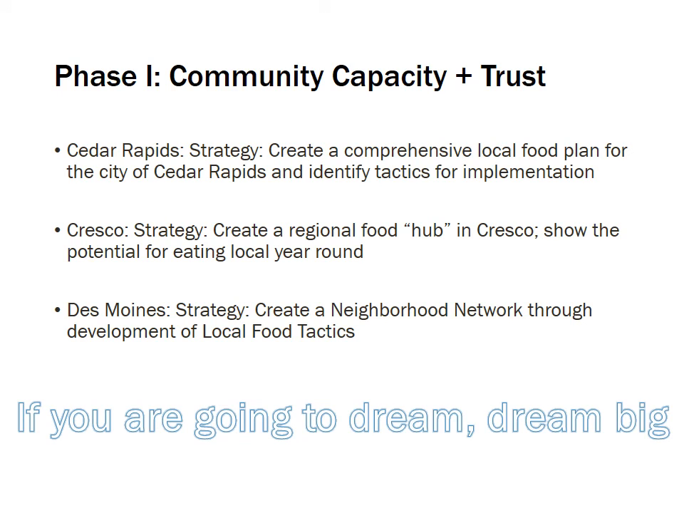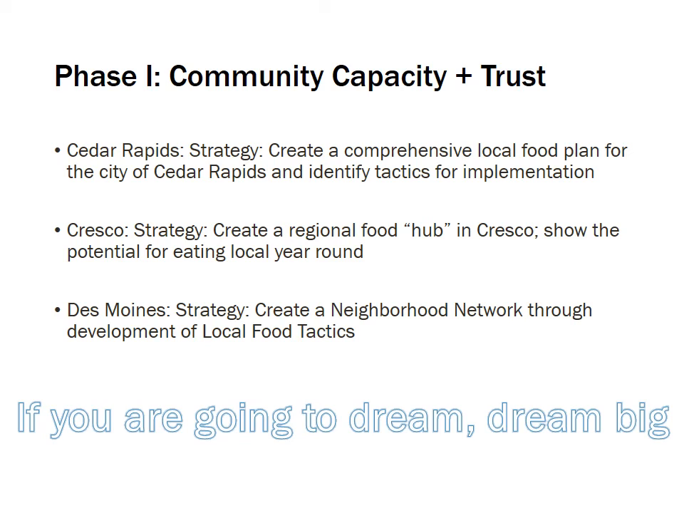We worked with three pilot communities for our first year of the Agricultural Urbanism Toolkit grant: Cedar Rapids, Cresco, and Des Moines. Each of these communities has unique character and established a vision for their food system based on their assets and goals, and established a strategy for forward momentum to guide the following phases of work.